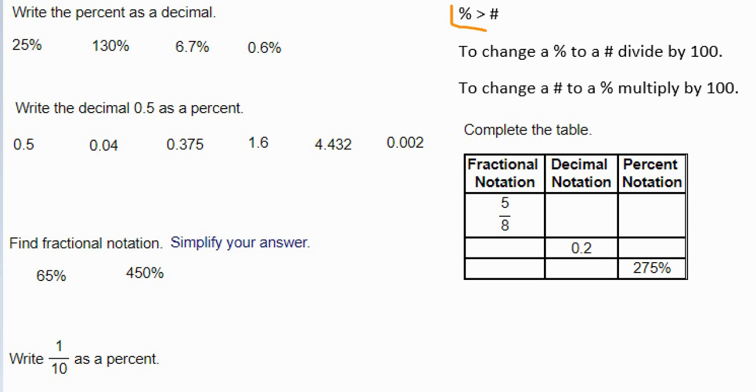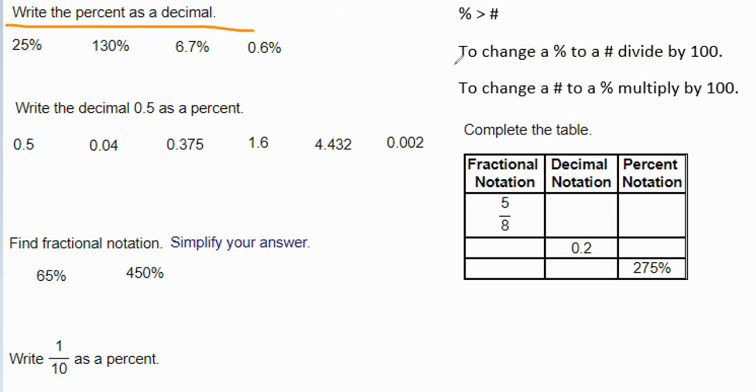First thing to notice is that the percent always looks bigger than the number. They are the same, but the percent will look bigger than the number. So to change a percent to a number, we're going to divide by 100, and to change a number to a percent, we're going to multiply it by 100.